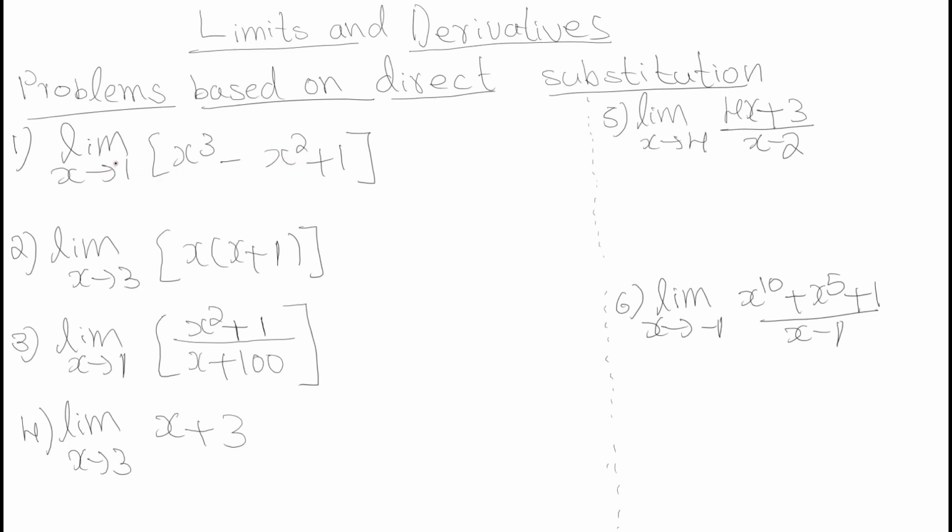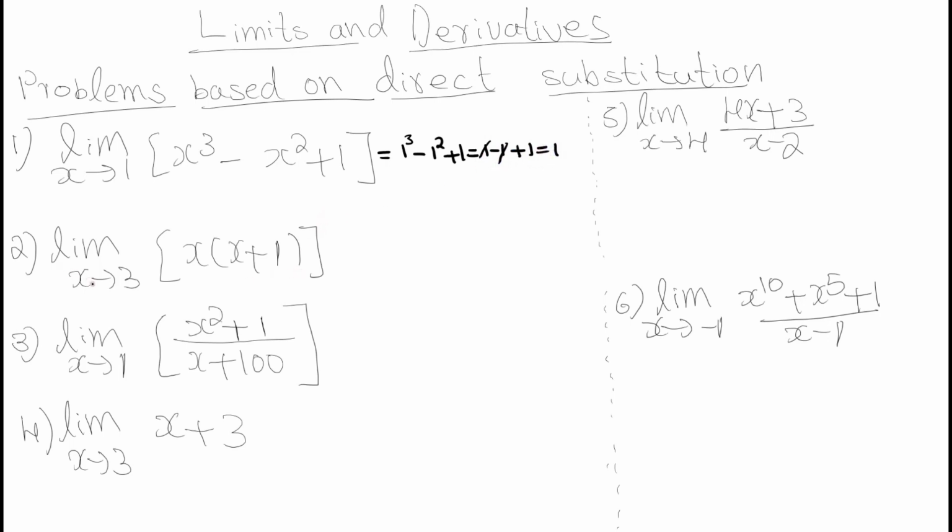The first question is, limit x tending to 1 of x cube minus x square plus 1. Take x equal to 1, so you will get 1 cube, that is 1, minus 1 square plus 1. So it's 1 cube is 1, minus 1 square is 1, plus 1. Minus 1 and plus 1 cancel. So the answer is equal to 1.